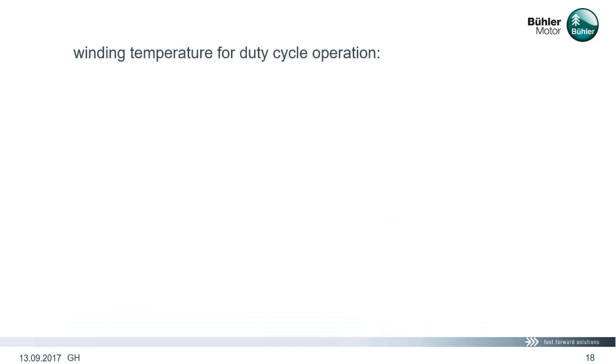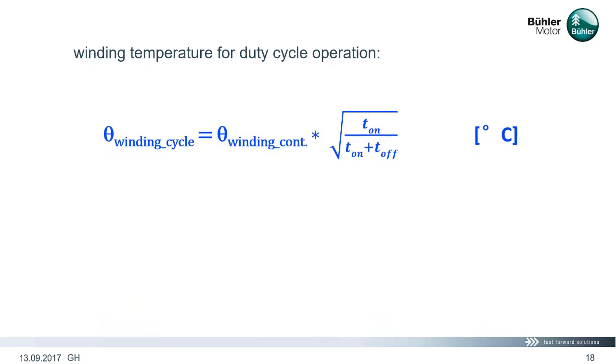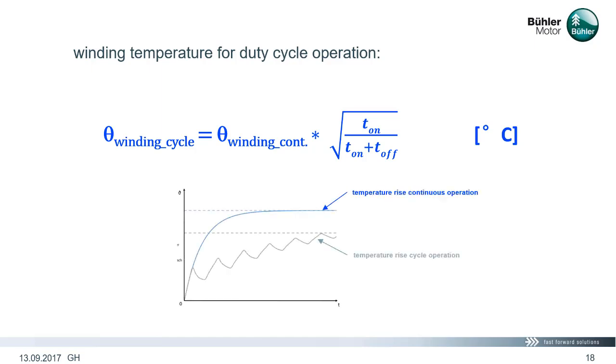The winding temperature for duty cycle operation therefore is theta winding cycle is theta winding continuous multiplied by the square root of T on divided by T on plus T off. The graph shows the difference in end temperature for the two conditions.